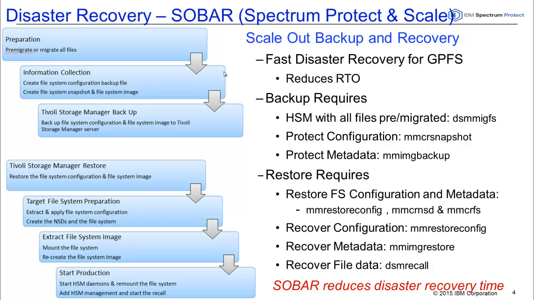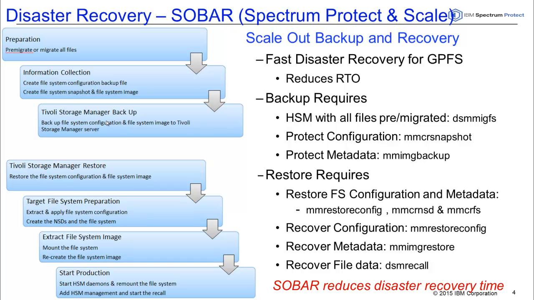The first set of steps has to do with the backup of the critical information. You're first going to have to make sure your space management is installed and that you've run either a pre-migrate or migrate on all the files in the GPFS file system. You'll then do some information collection using the MMCR snapshot, which will create a file system configuration backup file and create a snapshot and file system image. And then finally, you use the MM image backup to back those files up to the Spectrum Protect server.